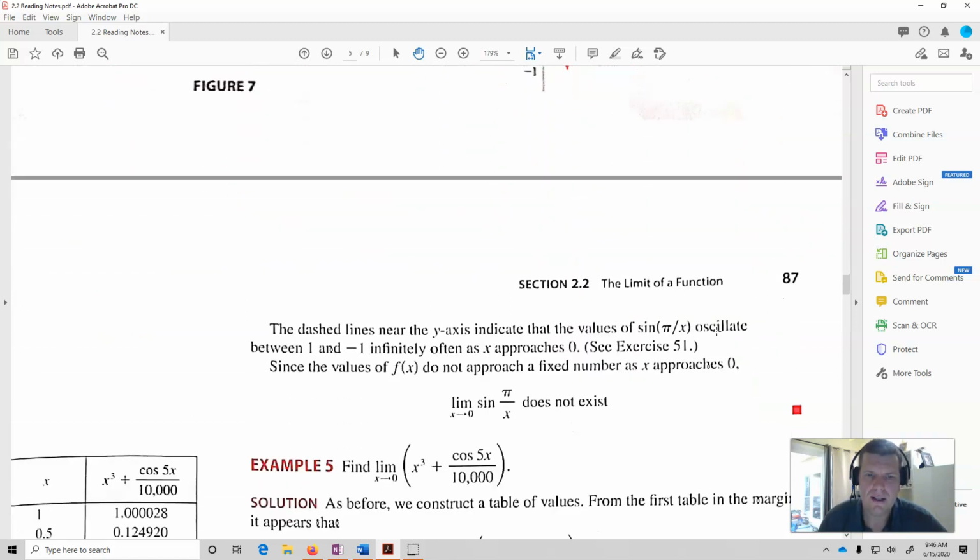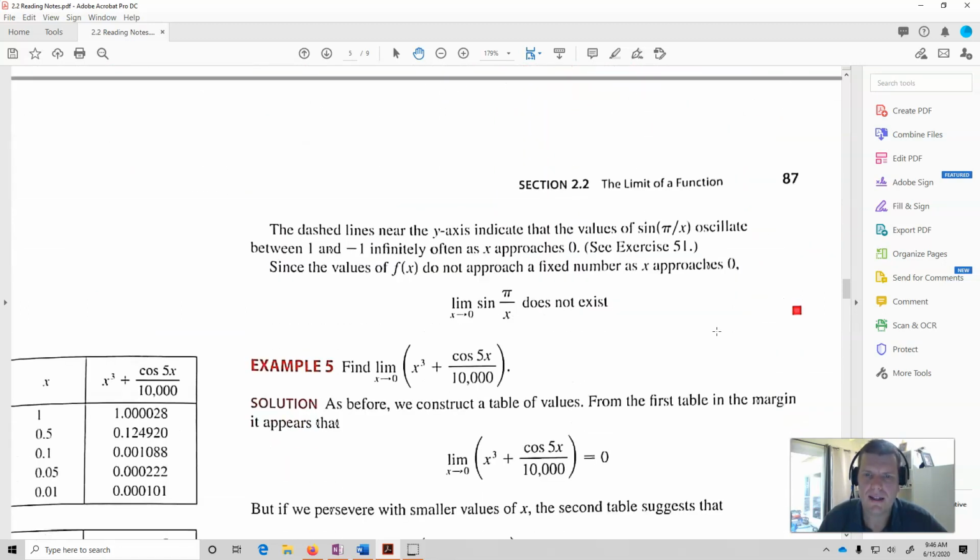So now the dashed lines near the y-axis indicate that the values of sine pi over x oscillate between 1 and negative 1. Now I use the word oscillate, he used the word oscillate. You need to know what the word oscillate means, all right? If you're sitting there going, oh, what does oscillate mean, you might have to look it up. What it means to oscillate is to do one of these things. It means to move up and down, all right? Super important in math to know what it means to oscillate.